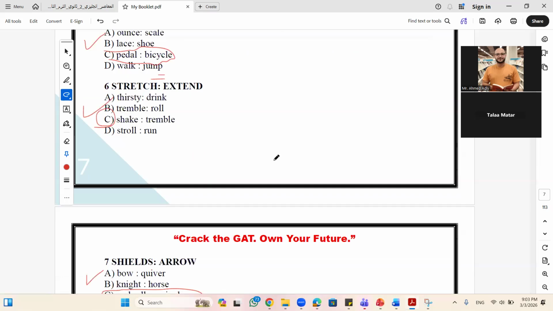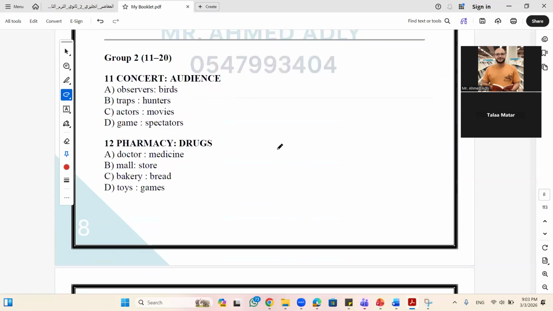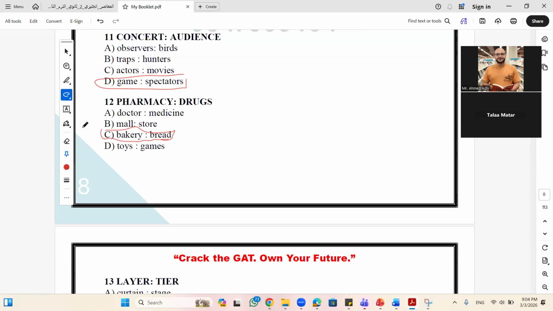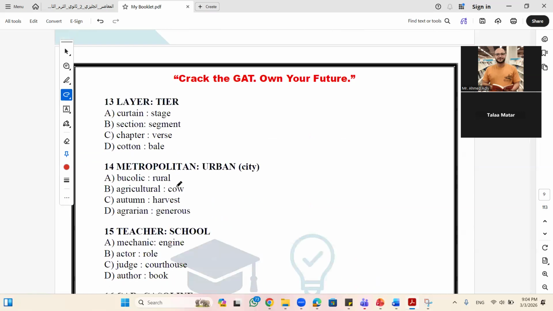You're very close. Let's go to the second group. Concert and audience is going to be game and spectators. Yeah, perfect. So here, an audience attends concerts like spectators attend a game. Pharmacy and drug. Bakery and bread. Good. A pharmacy sells drugs, like a bakery sells bread. Good. Perfect. 13.